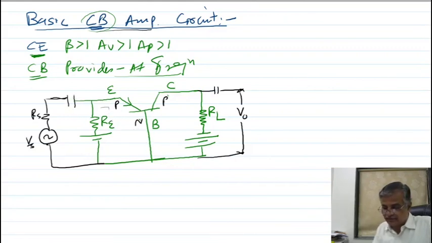These are coupling capacitors which allow only AC. DC is blocked. If any DC comes here by mistake, that DC will be blocked by this. Only AC will come. These also block the DC and allow only the AC amplified signal. So this is your input voltage signal, and you will get your amplified output signal like this.